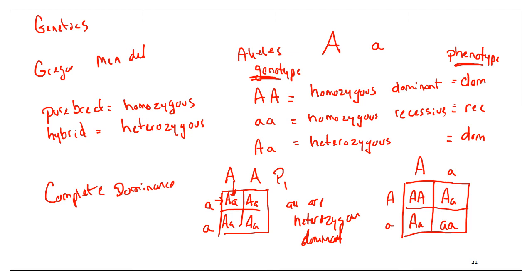3 out of the 4, right? So we'd actually call that a 3-to-1 ratio. That's dominant and that's recessive. Okay? Which means 25% of his offspring are going to look, in his case, white, which was the recessive trait.